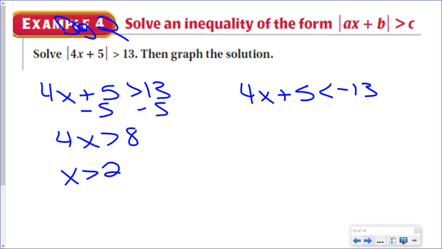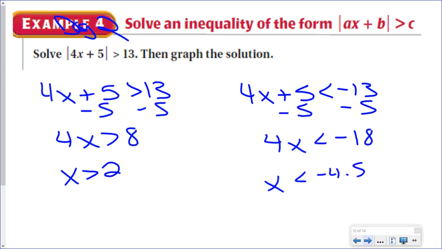All right, got the first one done. Let's see here. So divide by 4, so that'd be -4.5. X is less than -4.5.